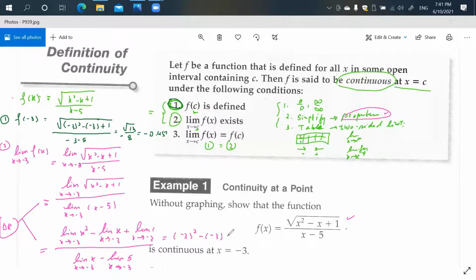So minus -3 plus 1, limit of constant 1 is 1, okay? So over, this one is going to be -3 minus 5, then we have 9 plus 3 plus 1, again square root of 13 over -8. Then this one approximately becomes -0.451.